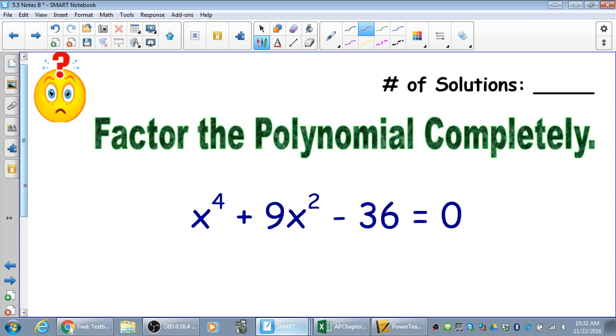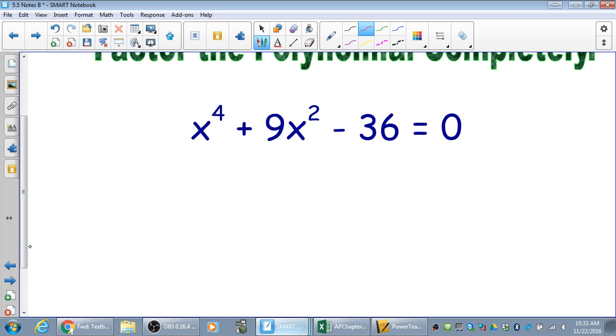Factor the polynomial completely. There should be 4 solutions on this. The highest degree, the highest power is 4. 4 solutions. Negative 36. So I need x squared and x squared.